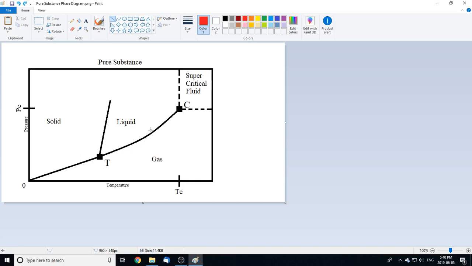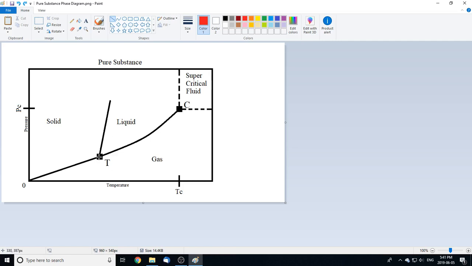Alright, so what is this here? This is the triple point. It's adjacent to the liquid, solid, and gas phase, and it exists at a single pressure and a single temperature. And this is a special combination of pressure and temperature where all three of solid, liquid, and gas can coexist.